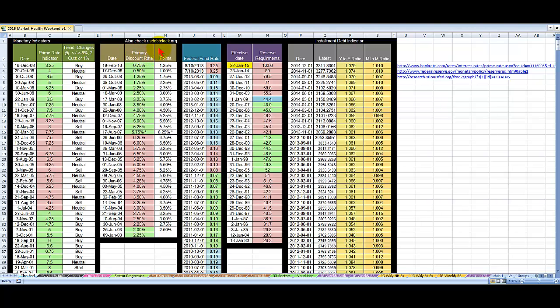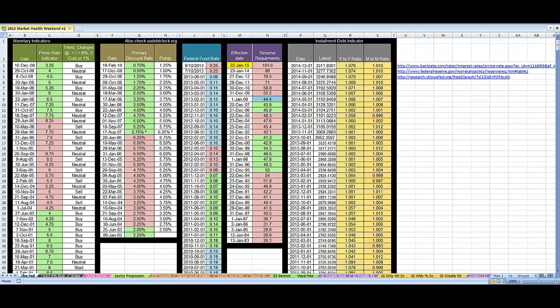We also have the primary discount rate, which I just keep an eye on. The discount rate is the charge of interest that is applied to commercial banks and other institutions on loans that they receive from the Federal Reserve, and that can positively or adversely affect their lending practices and how well they're doing, which can directly affect the economy.